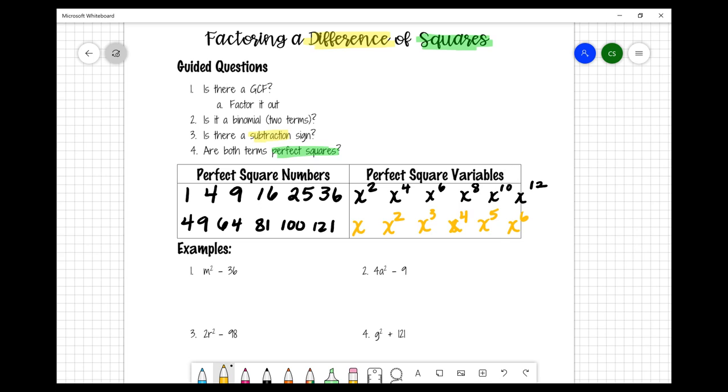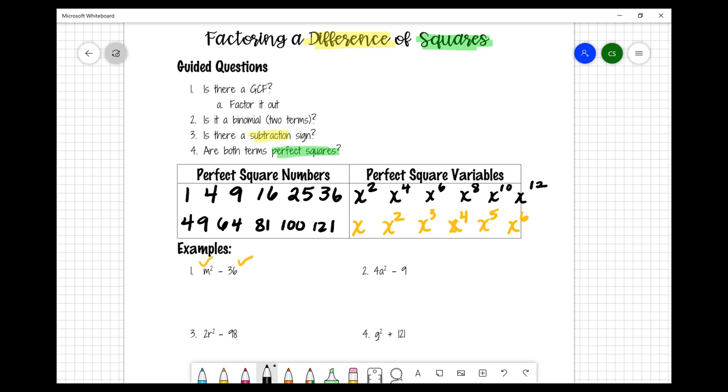So let's do some examples. We're going to factor this binomial, m squared minus 36, by a difference of squares. So I ask myself first, is there a GCF? Is there a number that is in common for m squared and 36? There is not. Then I ask myself, is it a binomial? Making sure that it's two terms. Yes, it is. So I ask myself, is there a subtraction sign? It is. And are both of my terms perfect squares? Is m squared a perfect square? Yes. Is 36 a perfect square? Yes.